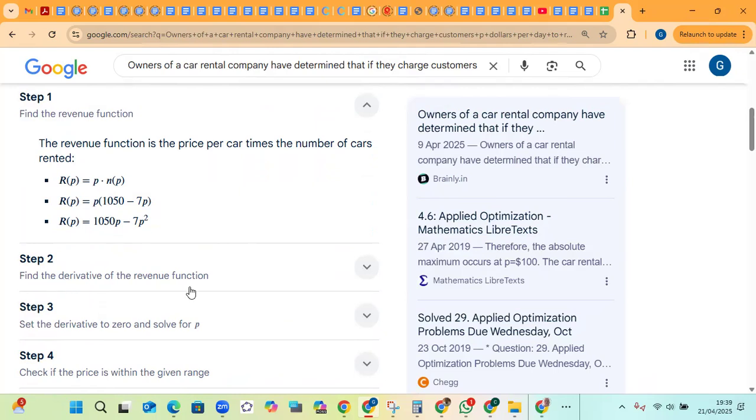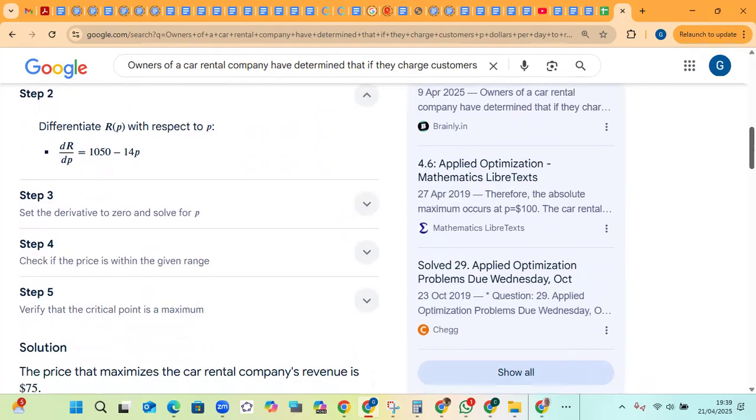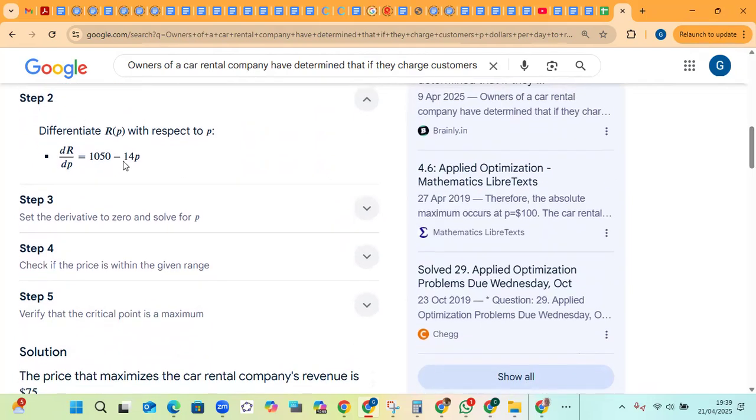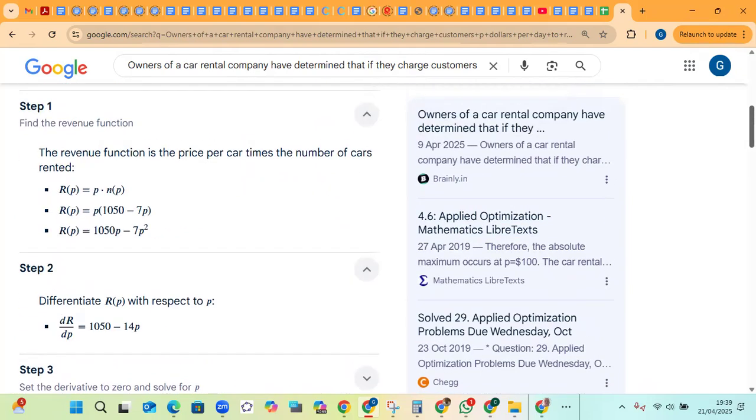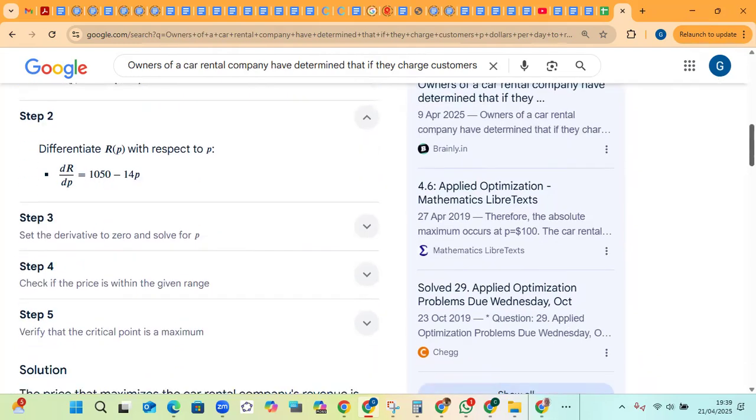Now, step 2, find the derivative of the revenue function. So you find dR/dP. Here, for P, you apply the power rule. Power is 1. 1 times 1050 is 1050. P to the 1 minus 1 is P to the 0, which simplifies to 1. 2 times negative 7 is negative 14, and 2 minus 1 is 1. So here you have the rate of change function, the derivative.